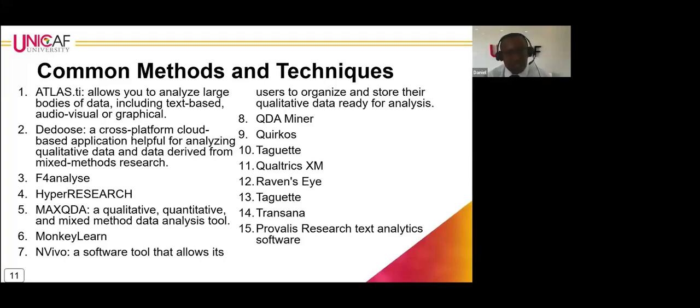I've just chosen one. You also have NVivo, number 7, which is software that allows users to organize and store qualitative data ready to analyze. So there are many. All you need to do is just choose which one you're familiar with, which one you're friendly with. Okay, you also have the first one I have listed, Atlas. It allows you to analyze large bodies of data, including text-based, audio, visual, or graphical data.